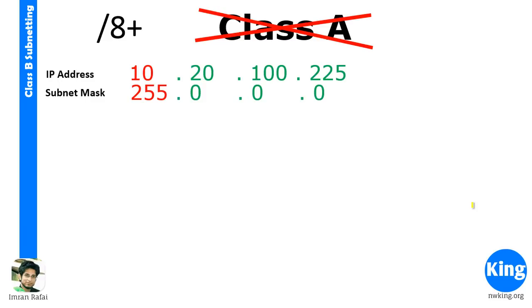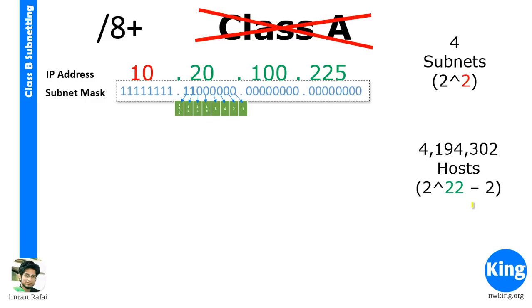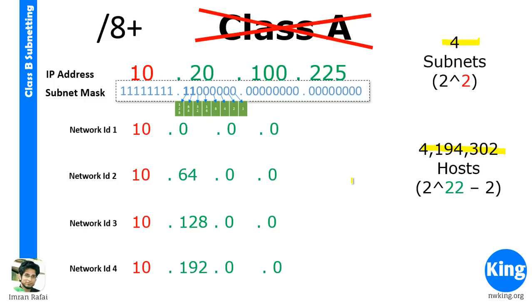So breaking a network into 4, what do we do? Yes, borrow 2 bits. Fantastic. You guys are learning. You guys are very, very fast. 2-bit borrowing gives us 4 networks. Fantastic. And that has 4,194,302 valid hosts. What is the network ID of the first network? We all know this. Make everything into 0. Fantastic. So it is going to be 10.0.0.0. Fantastic. How do we get the next network ID or the subsequent network IDs?